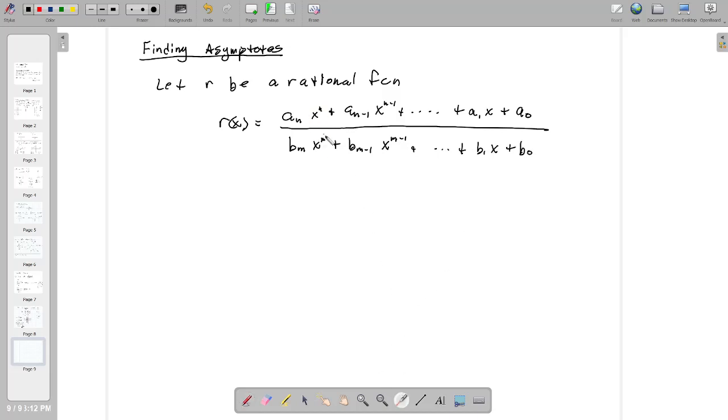Note that our degrees are two different degrees. We have a degree of n in the numerator and a degree of m in the denominator. It is possible that they are equal, but for the most part, they're not going to be.